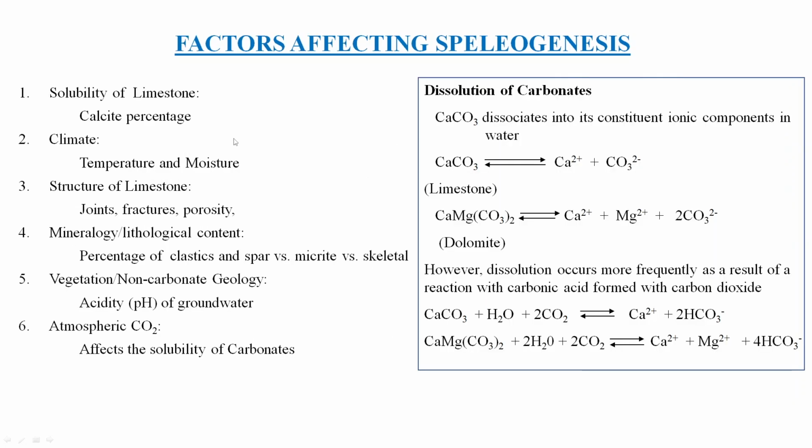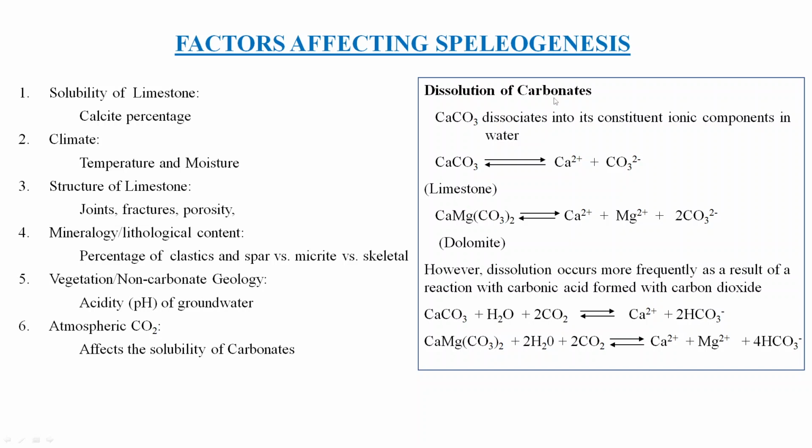Here the solubility of the limestone and presence of calcite is very important, in determining how far this speleogenesis process will go. Climate, again temperature and moisture, structure of the limestone, joint fractures and even the porosity of the rock, mineralogy and lithological content, percentage of clastic and your sparite, micrite and skeletal remains, and vegetative cover, which also controls the acidity of the groundwater, and atmospheric carbon dioxide affects the solubility of the carbonate.